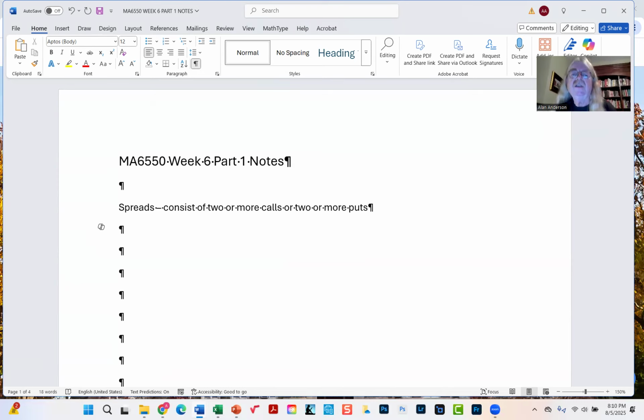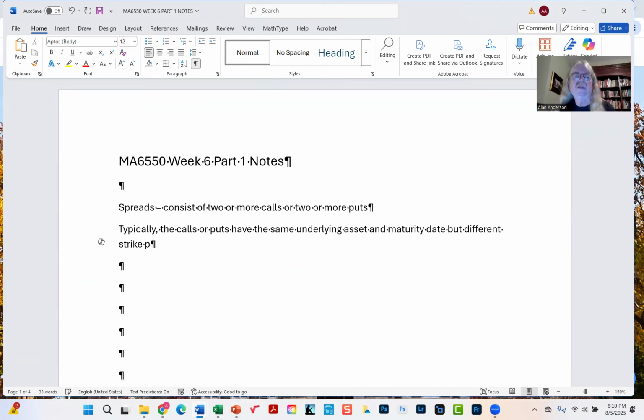Now, obviously it wouldn't make any sense to simply buy two of the same call or two of the same put. So what this means is that they're going to need to be different somehow. Typically, although not always, the calls or puts have the same underlying asset and maturity date, but most likely they'll have different exercise or strike prices. That's really where a lot of the strategy is coming from. It's a question of where you put those strike prices, and that, of course, depends on what you're trying to accomplish.